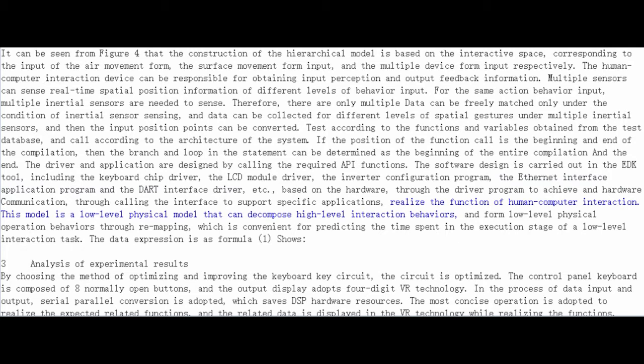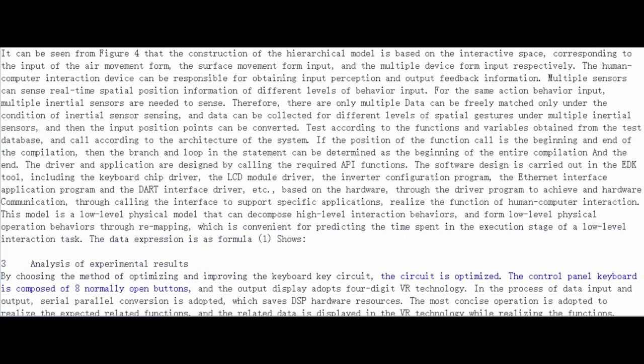This model is a low-level physical model that can decompose high-level interaction behaviors and form low-level physical operation behaviors through remapping, which is convenient for predicting the time spent in the execution stage of a low-level interaction task. The data expression is shown in formula 1. 3. Analysis of experimental results by choosing the method of optimizing and improving the keyboard key circuit.